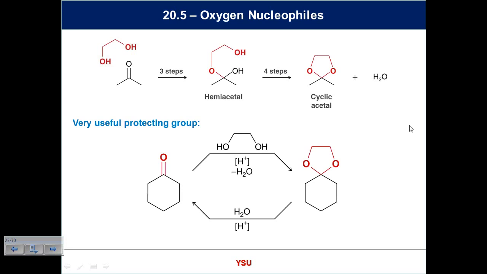We have a very useful protecting group. This thing over here, this cycle, is everywhere. People use this a lot. It's pretty straightforward because you have both alcohols in the same molecule. Instead of using something like methanol, we use this stuff. Any ideas what this stuff is?